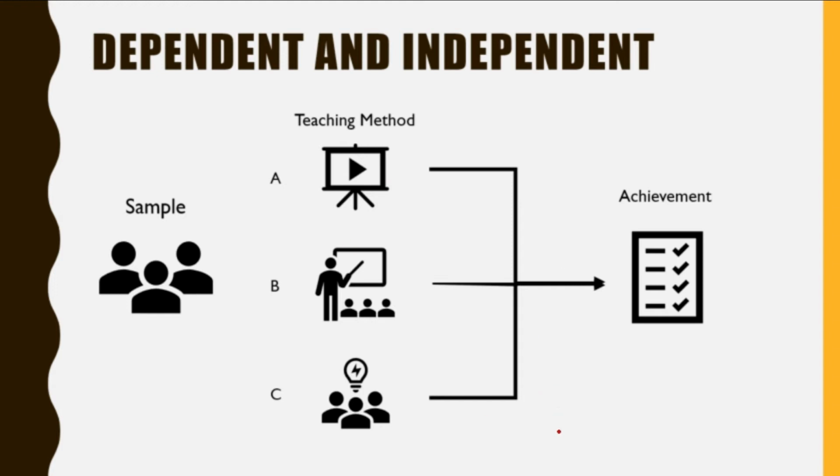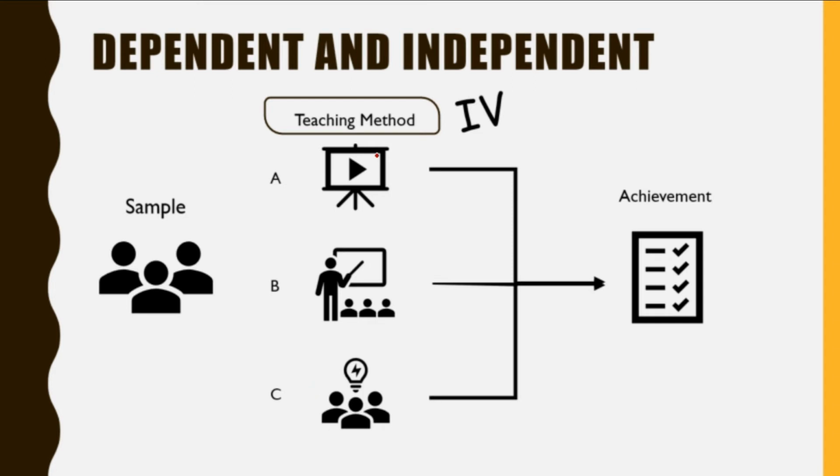Fine. In this you can see there are two variables. One is teaching method and the other is achievement. But what type of variable are these two? The teaching method is the independent variable. Why? We are actually changing the teaching method, from uploading video lessons to live lessons and to activity oriented teaching methods. We are changing it.